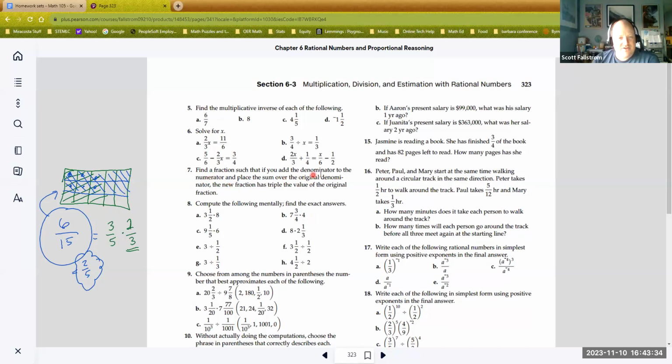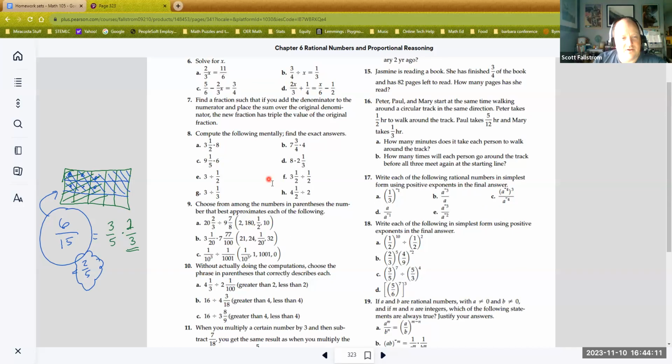Find a fraction that if you add the denominator and numerator, place it over. This is a good one. This is a word problem, so read through it. You're trying to find a fraction, and you're adding the denominator to the numerator, and placing the sum over the original denominator. The new fraction has 3 times the value of the original fraction. As a big tip, just start with a fraction. The original fraction has to be something like A over B. Then go through the problem. You'll have a whole bunch of A's and B's in it, and you'll get to use techniques like from question number 6 to get everything onto one side and find a fraction.